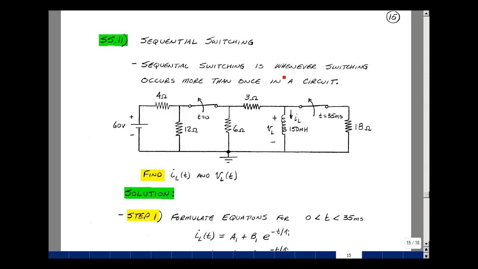This lesson deals with Supplemental Problem 5-11, Sequential Switching. You can find this in the course ebook in the Chapter 5 Supplemental Problems starting on page 15. Sequential switching is whenever switching occurs more than once in a circuit.